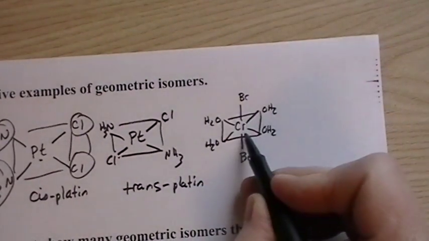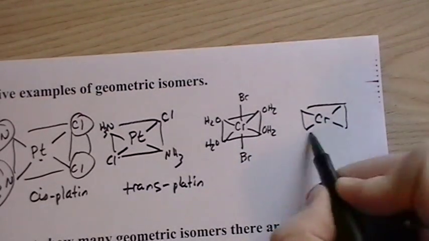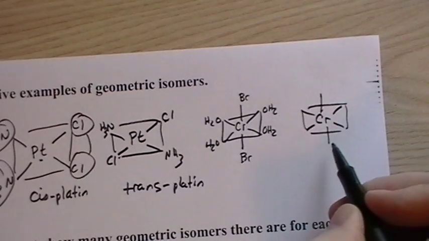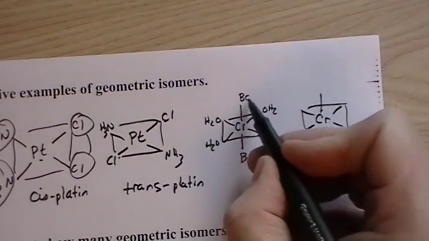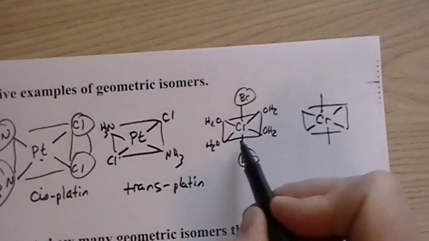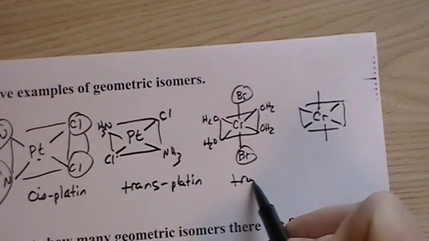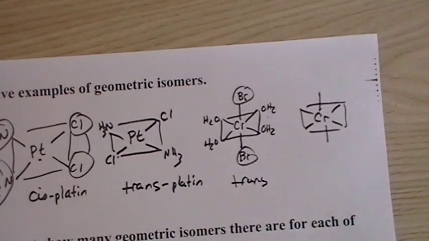So how about this one? I'm not going to draw all of them. Actually, no, I guess I am, because there's only two possibilities. We have the bromines across from each other. That's the trans form. Now, we don't talk about the waters as being cis or trans because there's 4 of them, but the bromines are trans to each other, and then we can also have them as cis.